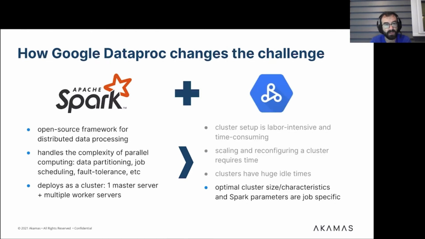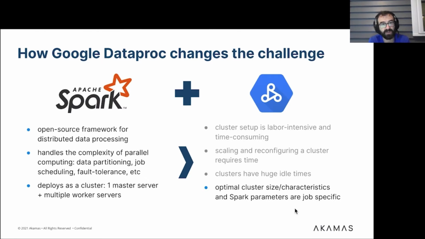Now, it is true that Google provides Dataproc, a fully managed service that addresses most of these challenges. For example, Dataproc solves most of the complexity related to Spark cluster management, and due to the short time needed to spawn a fully operational cluster, it enables an on-demand approach to the cluster execution. However, the major challenges remain.